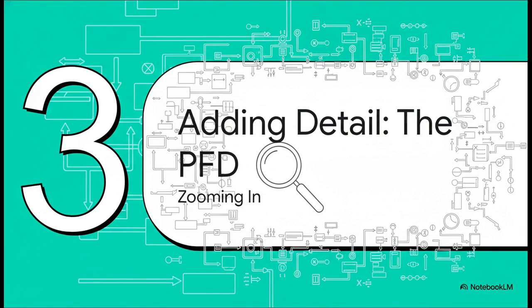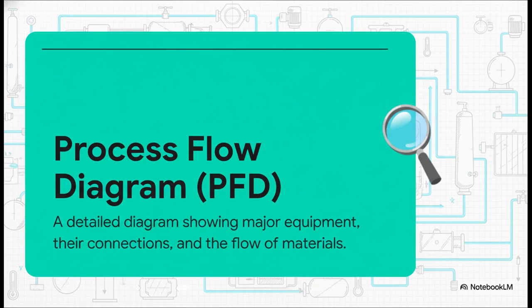it's time to pull out the magnifying glass and add some detail. And this brings us to the process flow diagram. The process flow diagram, or PFD, is the next level up. Now, instead of those abstract blocks, we start to see symbols for the actual major pieces of equipment that are going to be used in the plant, and we see exactly how they're all connected.